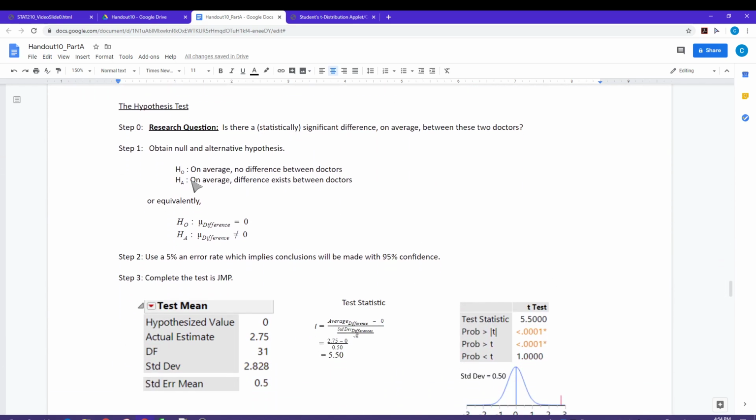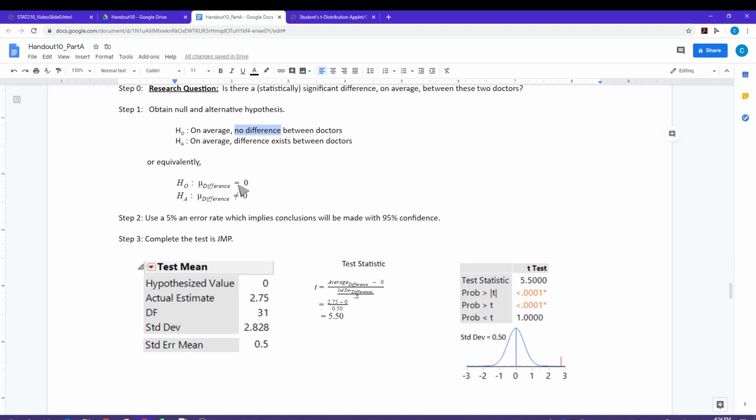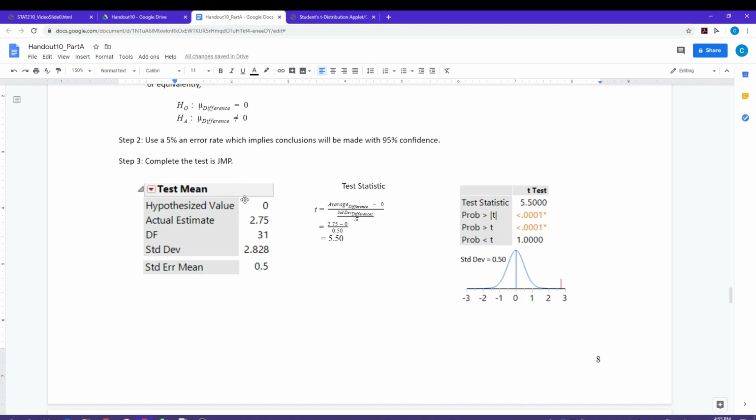All right, let's get into the test then. The research question: is there a statistically significant difference on average between the two doctors? So the parameter that we're testing here is the average difference between the two doctors. We have a null and alternative hypothesis. The null is always built under the no difference scenario. In that case, we would have a mean equal to 0. So this is just the parameter. This here is what that would look like in words, I guess. We're going to use a 5% error rate in our test.